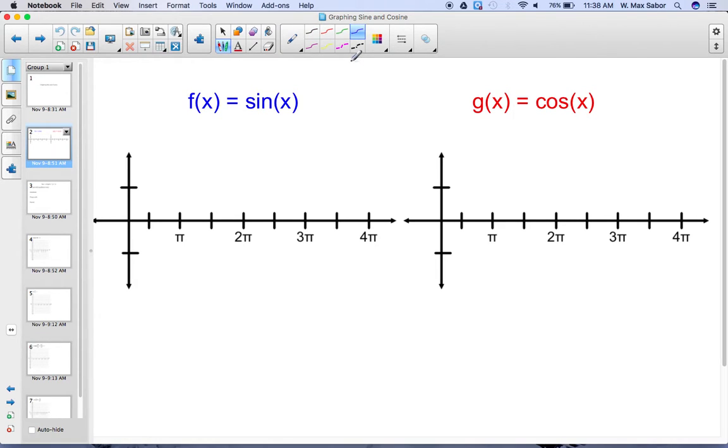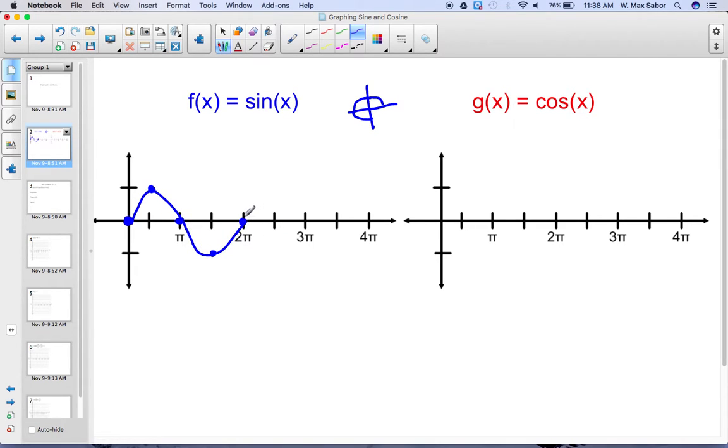Well, if you remember your unit circle, you know that sine at 0 is 0, and sine at pi is 0, and sine at 2 pi is 0. Then at the top of our unit circle, at 90 degrees, or pi over 2, sine is positive 1. And down here at 3 pi over 2, sine is negative 1. So this is what one cycle of sine looks like.